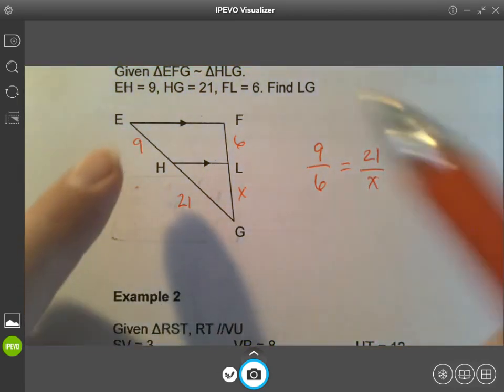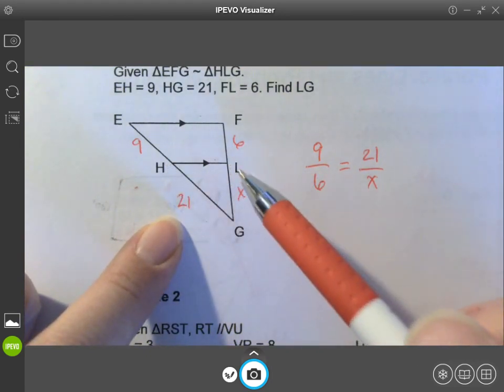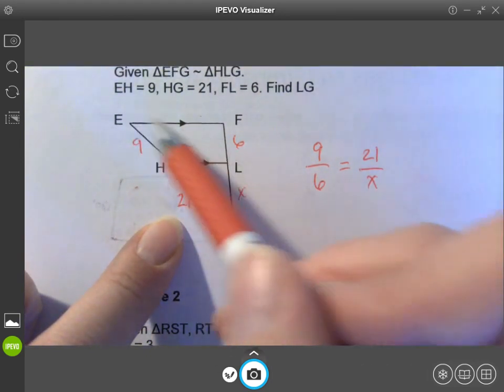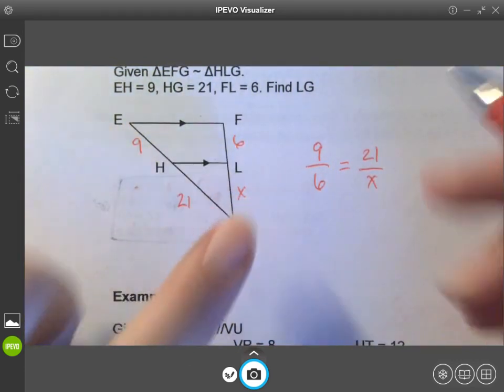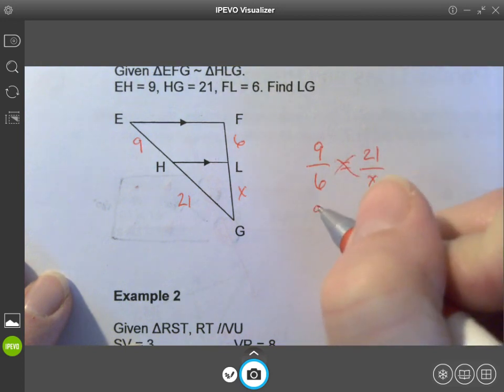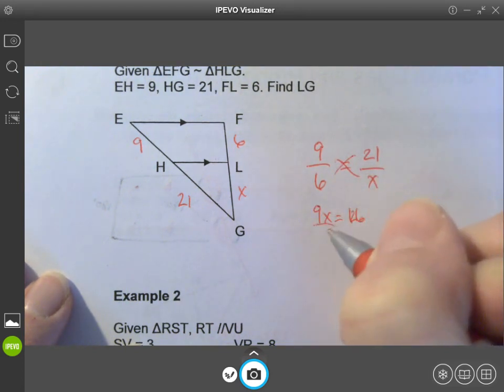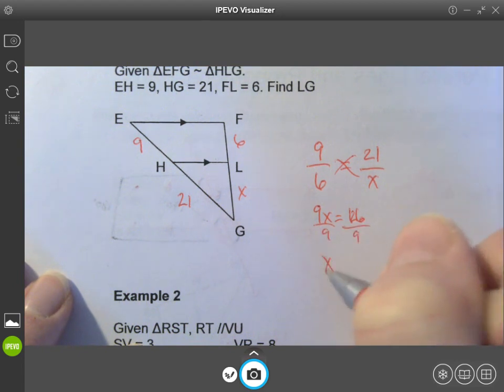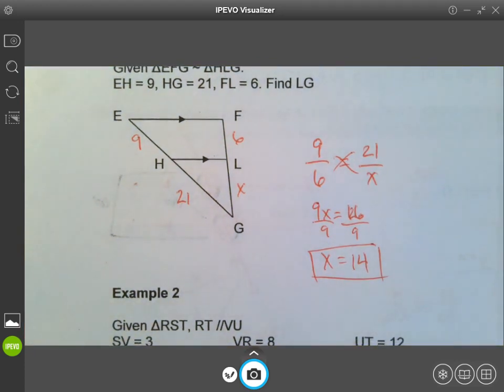And that makes it a little less work. Now, I can only do that if I'm doing these segment sides cut by that parallel line. I could not do that if I was using the base of this, because this would be the whole length. So part to part equals part to part. We cross multiply. I get 9x equals 126. Divide by 9, and there's that 14 again. So we cut out an extra step. Okay? So a little bit quicker there. That is all that is.